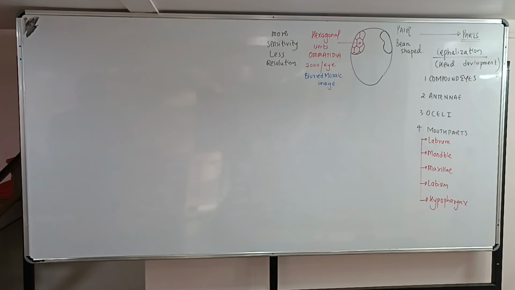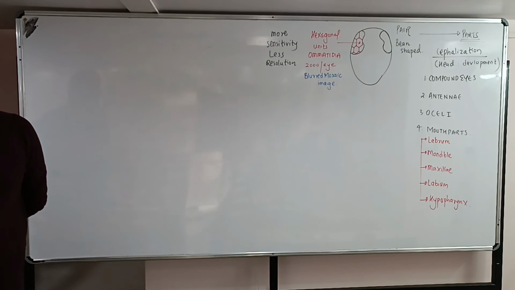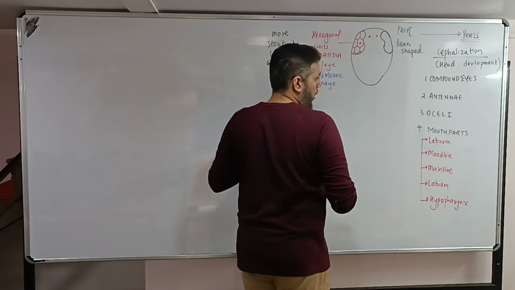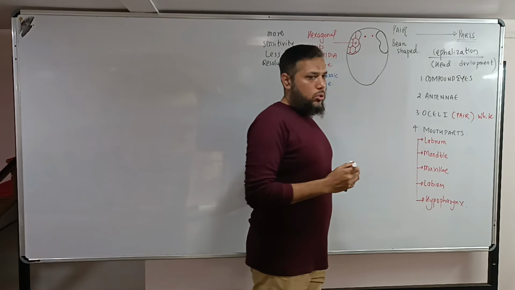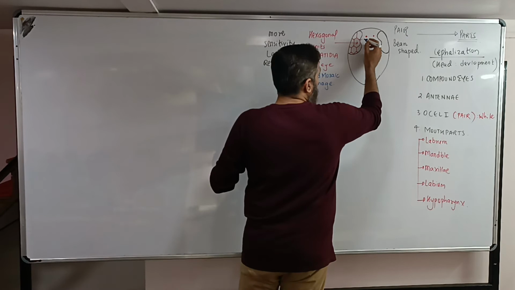So how was the ommatidia? They show the presence of more sensitivity, but they have less resolution. Okay children, do you all get it, everybody? And in between the two eyes, there are a pair of white spots, which are called ocelli. And also there are antennal sockets.